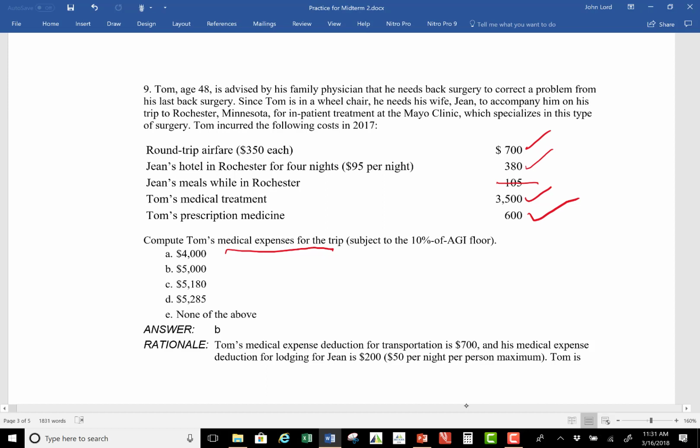Okay. So we go ahead and add those items up, but we can't take the full room charge, right? Because the room was 95 per night, and we're limited to $50 per night. So we're limited to 200 on the room because we can only take $50 a night. Okay, so we would need to hold that at 200.